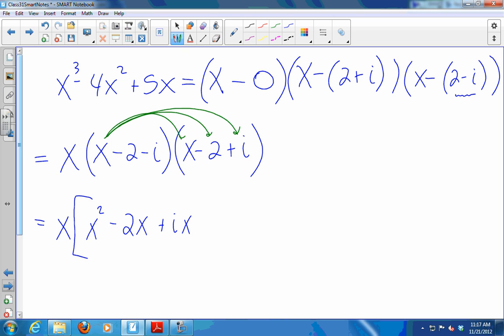Then you move on to the -2. You take the -2 from the first set of parentheses and multiply it by everything in the second set. So -2 times x is -2x. And -2 times -2 is +4. And -2 times i is -2i. Then, lastly, you take the negative i, the last thing in the first parentheses, and multiply it by everything in the second set.